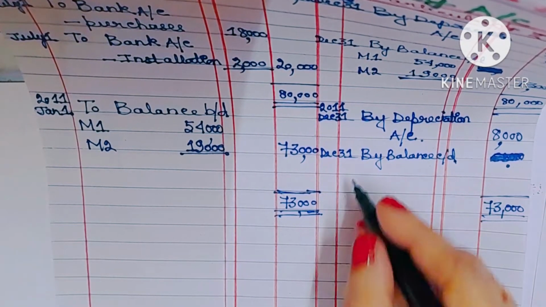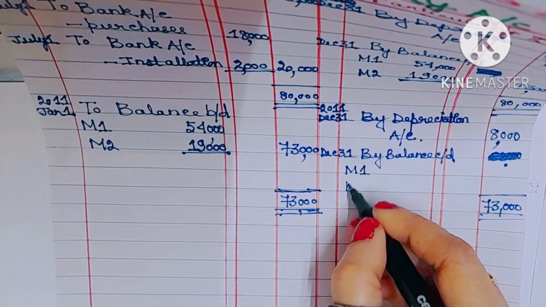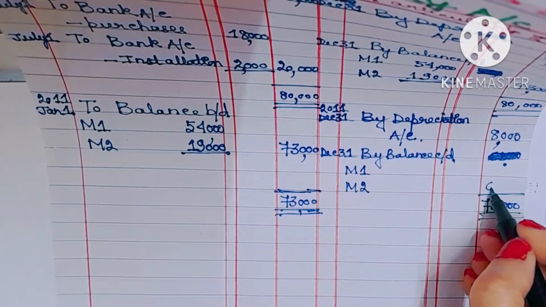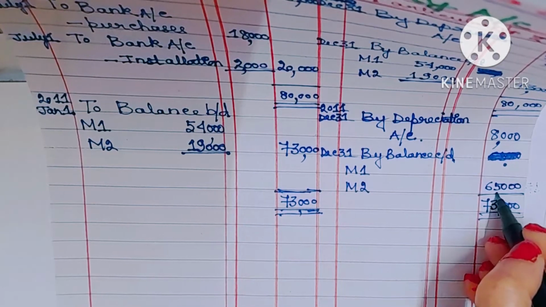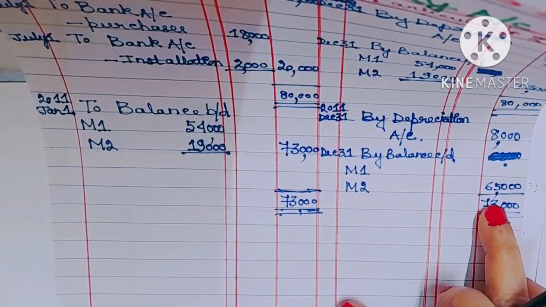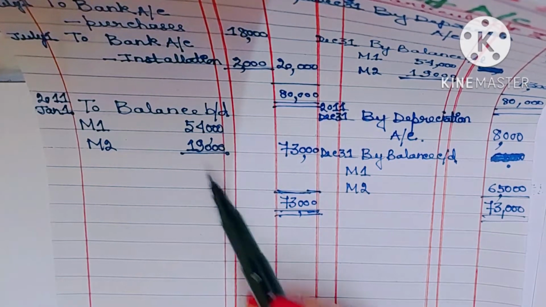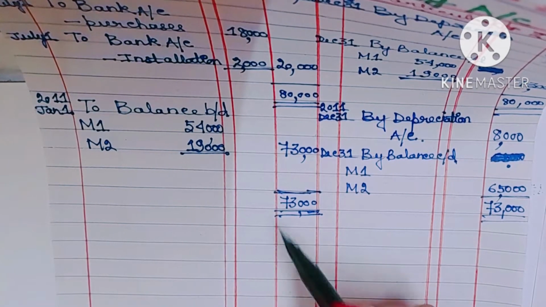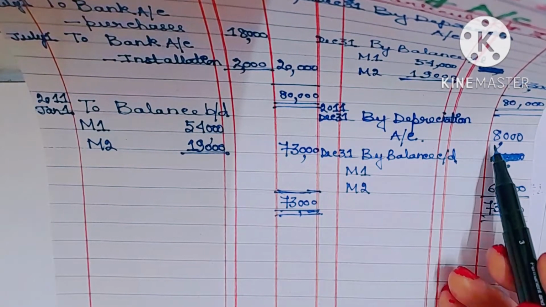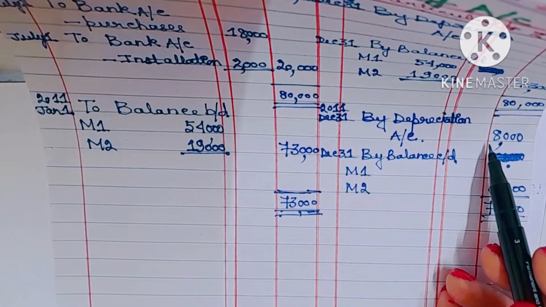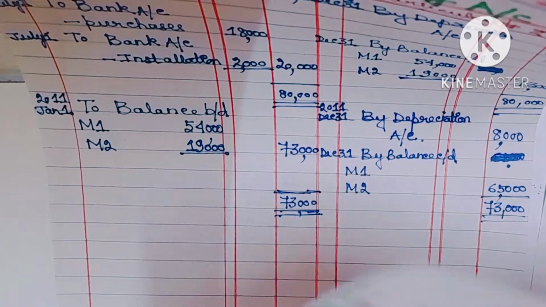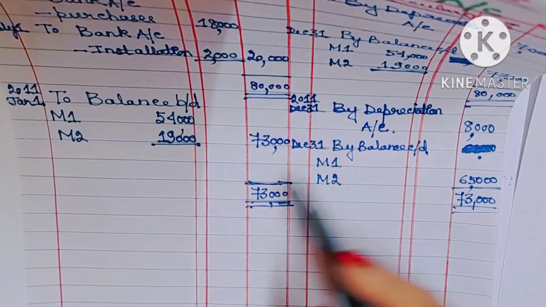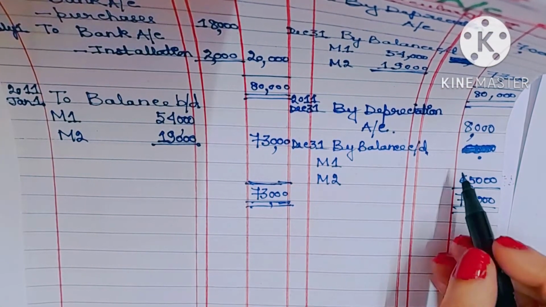So we have to write M1, M2. The total value is 65,000, we'll write that here. But what is the book value of M1? What is the balancing figure of the first machinery, or what is the book value of the first machinery? 54,000 minus the depreciation of the first machinery, that is 6,000. So 54,000 minus 6,000 gives you 48,000. We'll write it here.